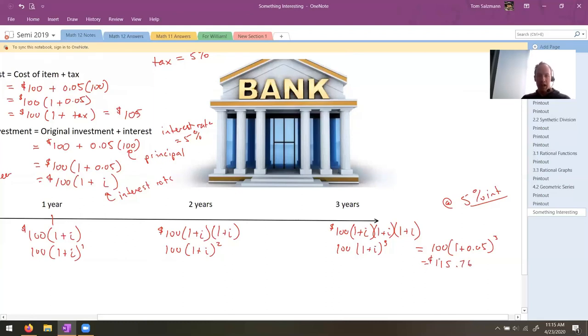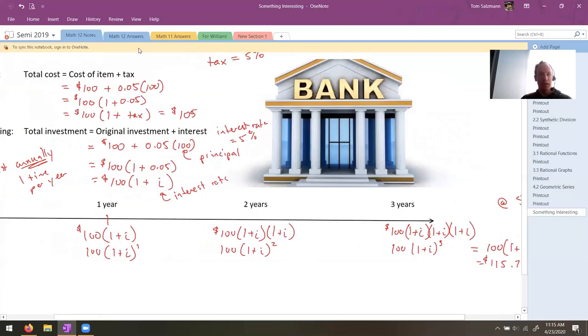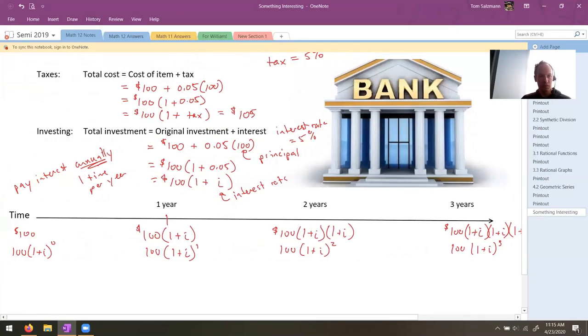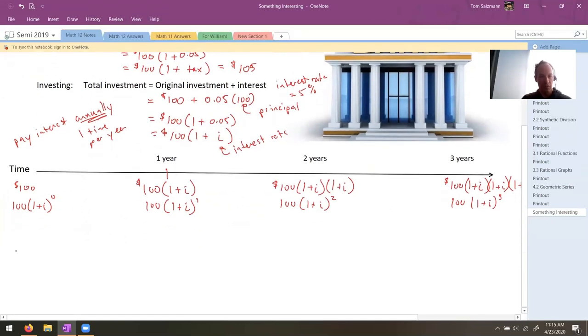Now, they don't have to compound it annually. They can actually compound it a little differently if they like. They could pay the interest, let's go with semi-annually. I always get confused with whether it's biannual or semi-annual, but let's just say 2 times per year. Okay, so in this case, you're not going to get paid every year. You're going to get paid every 6 months. So you're going to have an interest period that's more frequent.